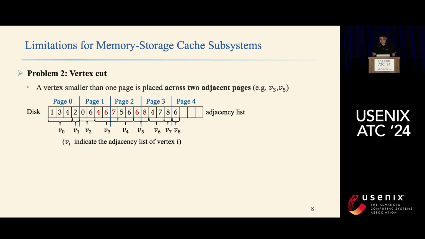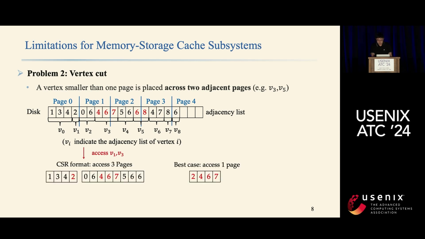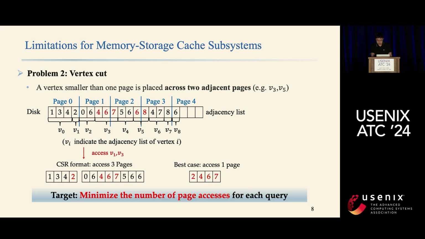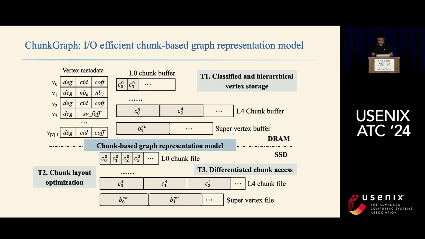Another problem is vertex cutting. It occurs when a vertex smaller than a page is split across 2 adjacent pages. For example, when accessing vertex 3 and 5, both of them need to load an extra page, which could have been avoided. This inspires us to optimize the data layout to minimize page accesses. Based on the above observations, we designed an IO-efficient chunk-based graph representation model, ChunkGraph.